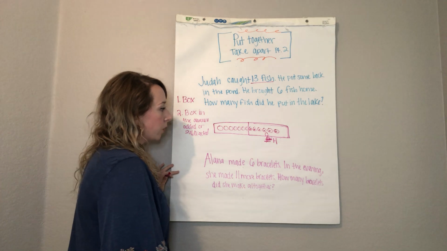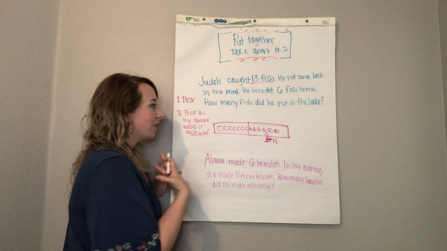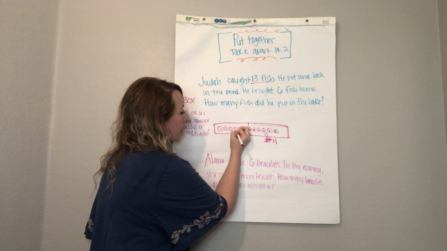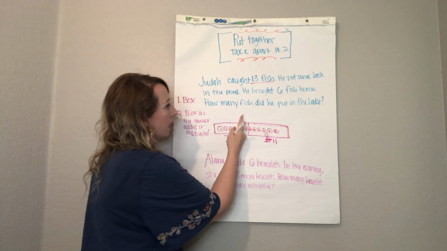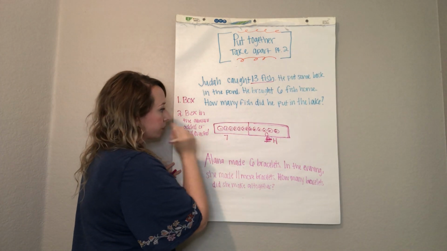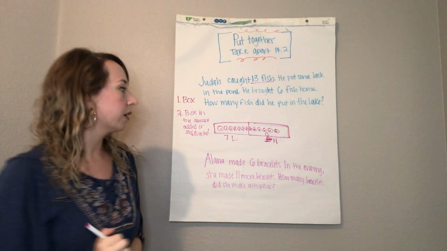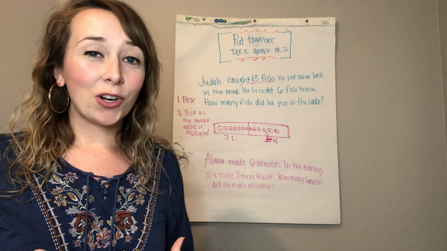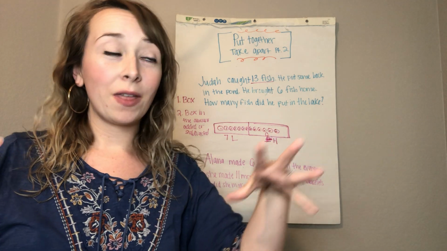So now what I'm going to do is count how many are left. So let's see here. 1, 2, 3, 4, 5, 6, 7 that he put in the lake. So I'm going to put an L for lake. If we look at those two numbers and we add them together, we should get the answer of 13 as the original amount that was in the lake.